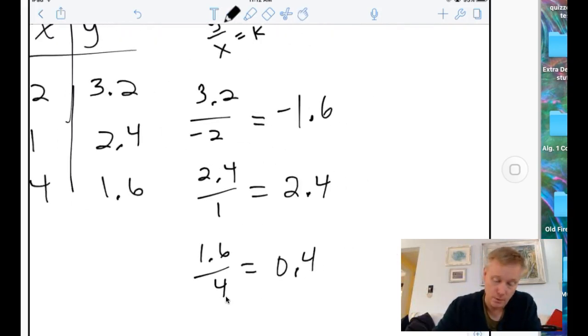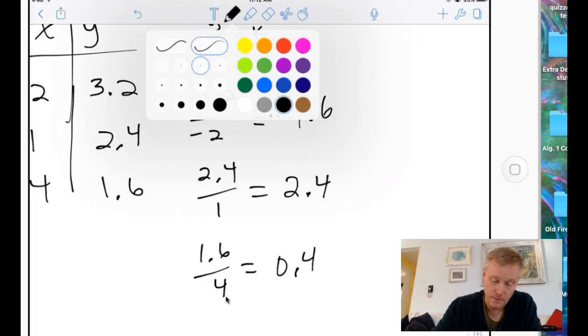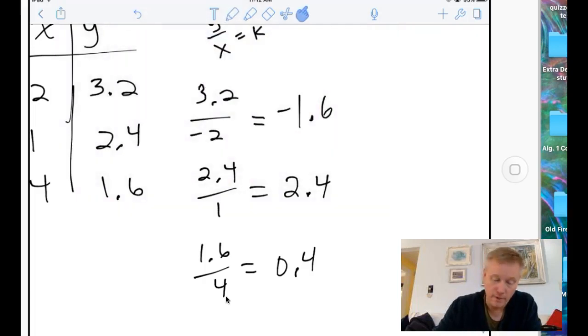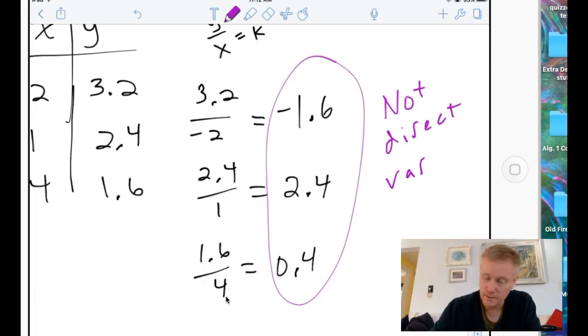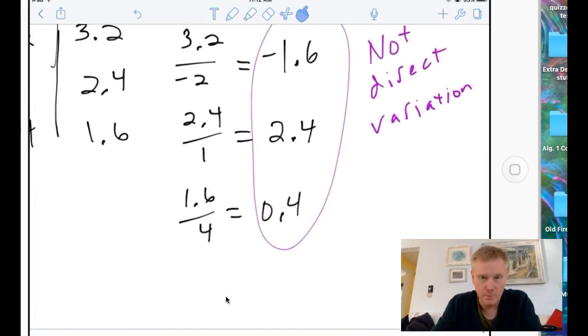They're not all equivalent. Like up in the previous problem, they all equaled 1.5. Not direct variation. Does not have a constant. And that's it. You can't figure out what k is if it's not direct variation. So you're done with the problem, and you move on.